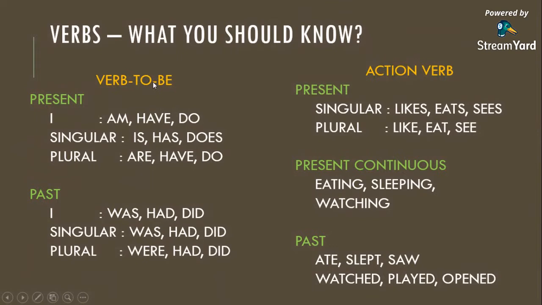Alright, so verb to be. For present, with I we have am, have, and do. Singular: is, has, does. Plural: are, have, do. For past, I was, had, did. Singular also was, had, did. For plural, a bit of a change, we use were, had, did. Okay. For example, if I want to apply the verb to be now: I am 10 years old. I am 10 years old. So when the subject is I, am is your verb.